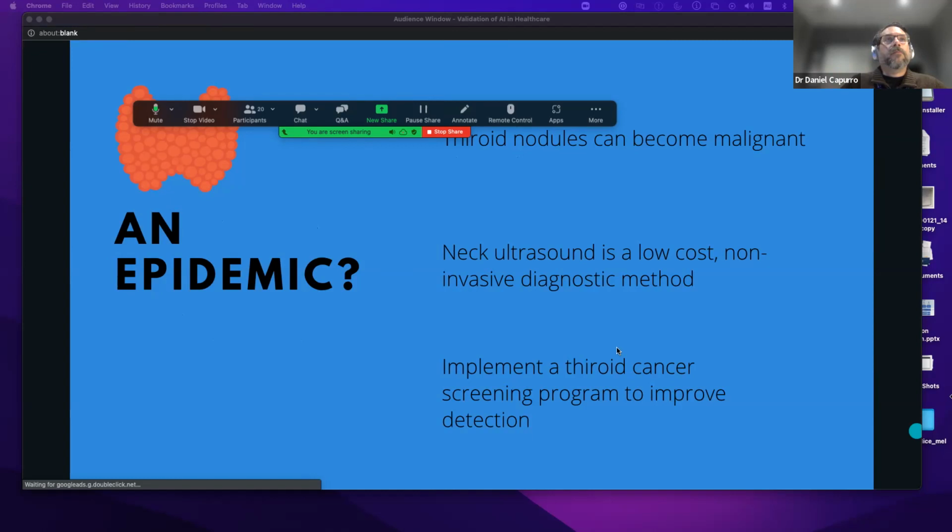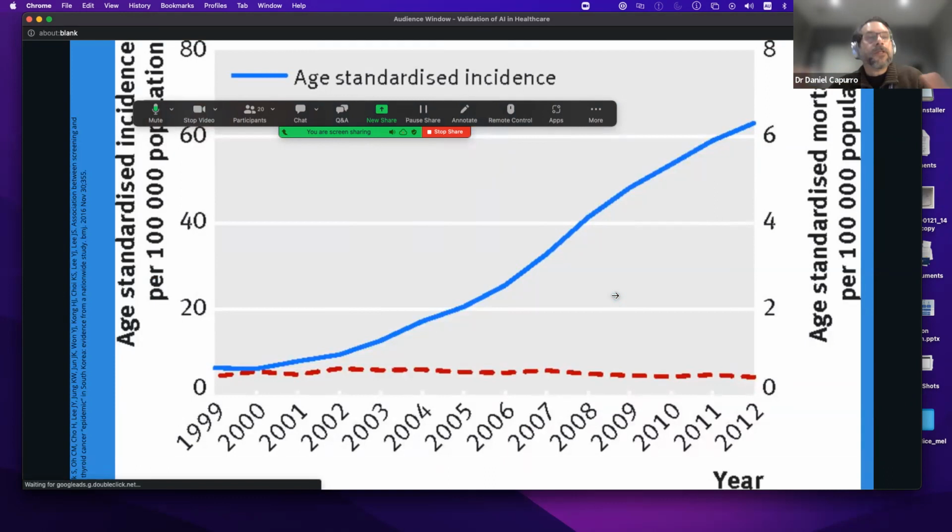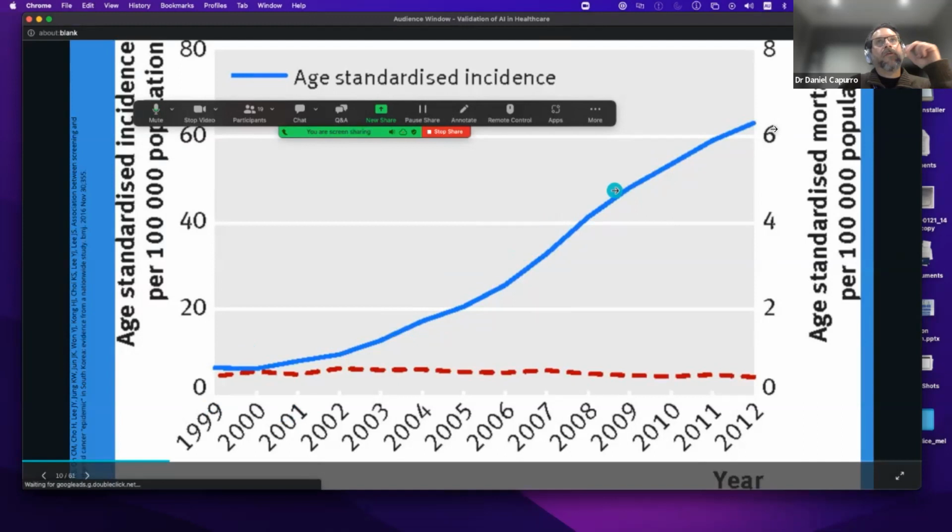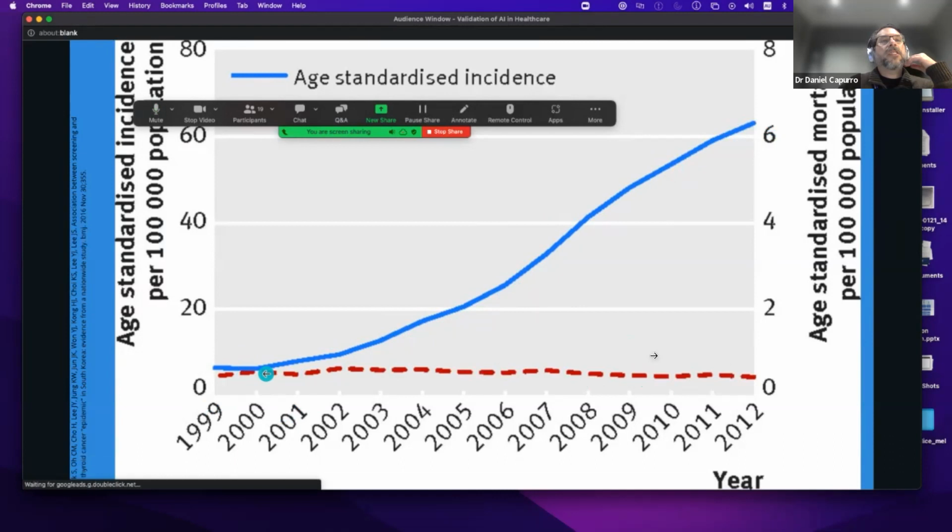And what happened years down the road, and this is a chart showing what happened in South Korea, is that after the program was implemented, you see a huge, many-fold increase in the incidence of thyroid cancer. But when you look at the red curve, the mortality actually didn't really change, okay? So then we go back and think about what we are actually achieving with this diagnostic tool, neck ultrasounds, in detecting thyroid cancer early but not actually getting any benefit.